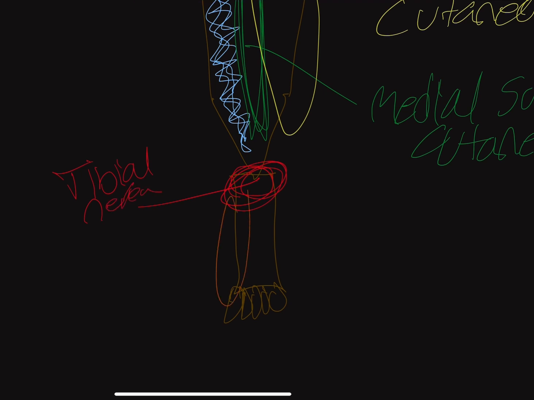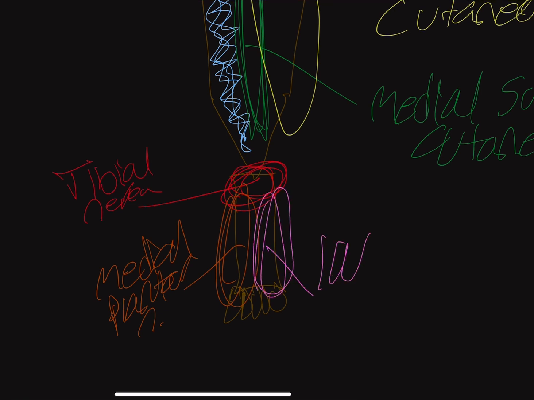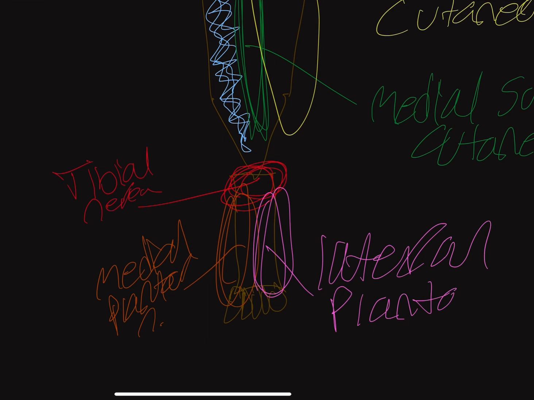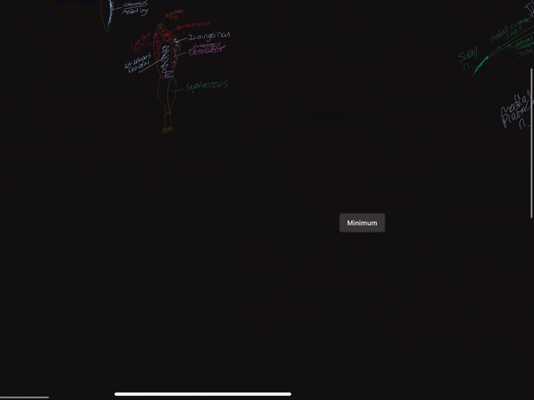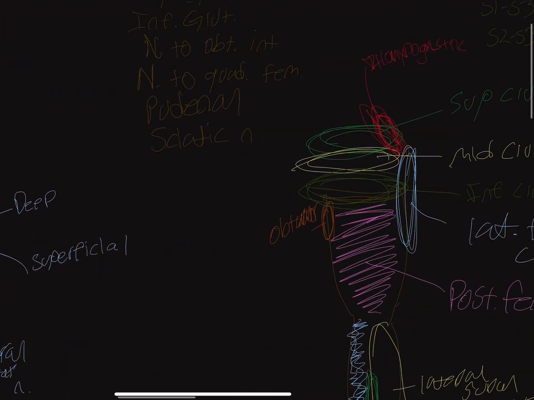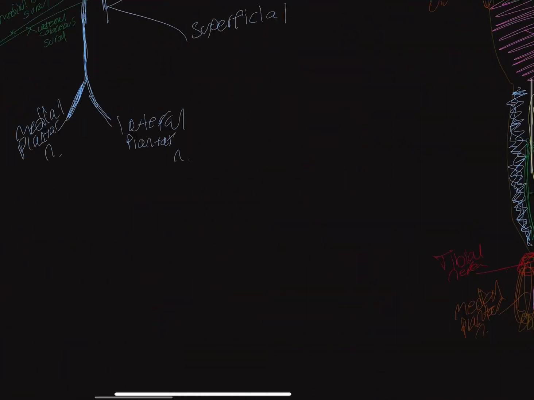And then here, we're going to have medial plantar innervation cutaneously. So medial plantar nerve. And then this right side, we'll make it pink. This right side is going to be your lateral plantar cutaneous. Okay. And those are the cutaneous branches. Do I have it here? No, I don't. That's basically how that works. That's kind of posteriorly what it looks like.